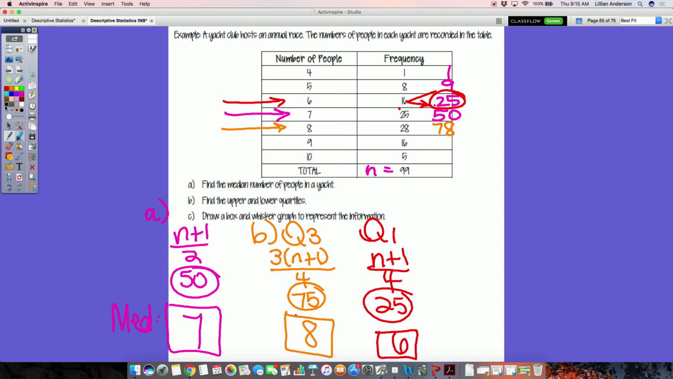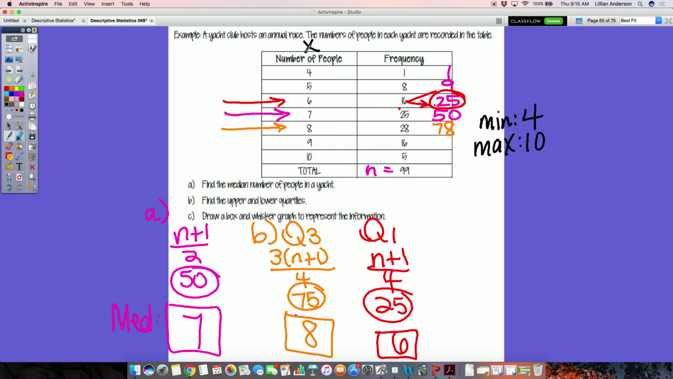What are the last 2 pieces of data that we're missing from our box and whisker? Max and min. What's our minimum? It's 4. And our maximum is 10. All your answers for medians, means, modes, quartiles, maxes and mins is always going to pertain to that X value, what we're talking about in the problem. We're talking about the number of people that are on these 99 yachts. So all of our answers are going to come from this particular column.